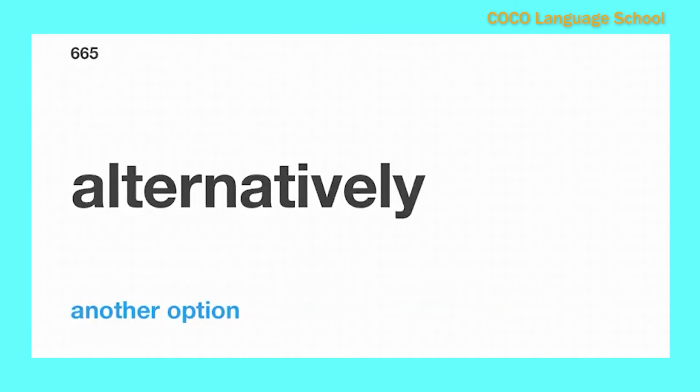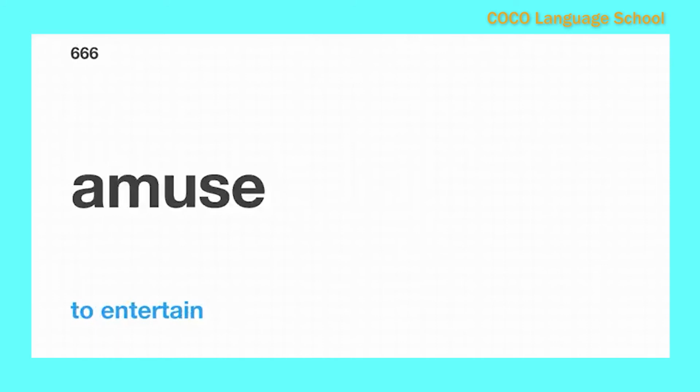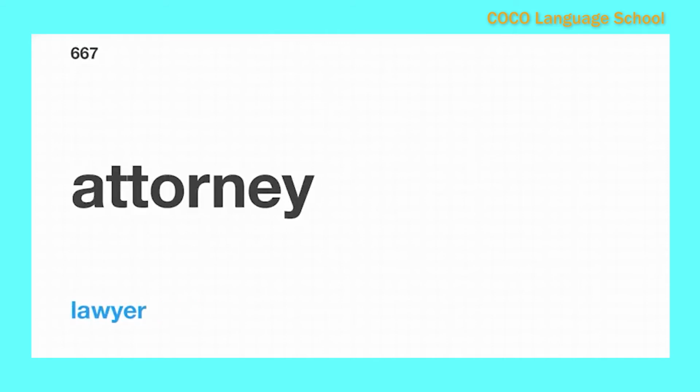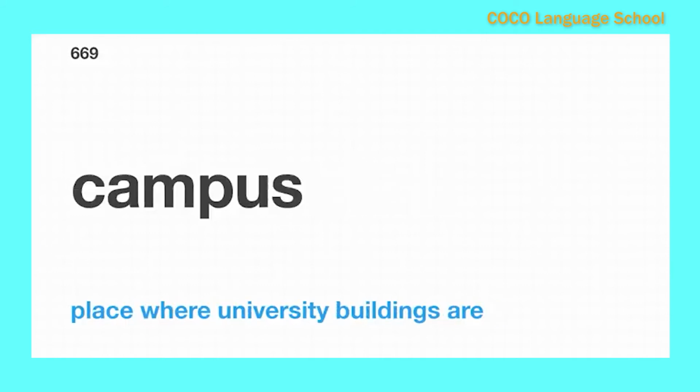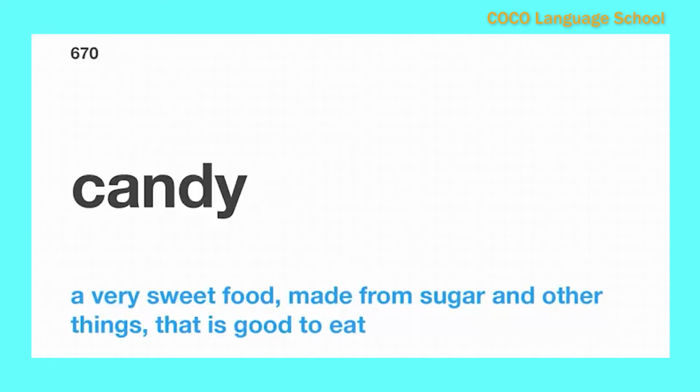Another option. Alternatively. To entertain. Amuse. Lawyer. Attorney. The permission given to do something. Authorization. Place where university buildings are. Campus. A very sweet food, made from sugar and other things, that is good to eat. Candy.